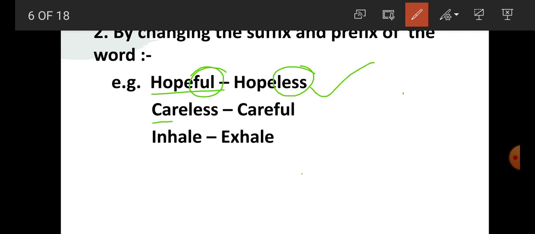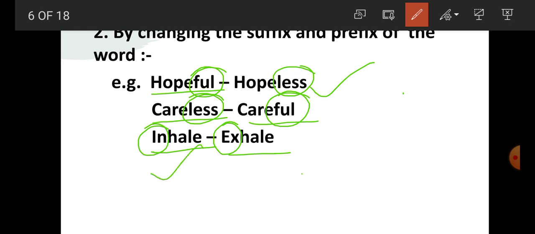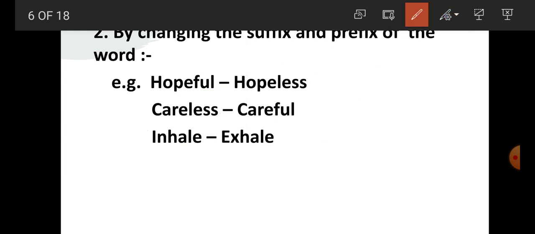Now the next one, careless, careful. Here again less is the suffix and here ful is the suffix. Inhale and exhale. Here, student, in is the prefix and here ex is the prefix. So inhale and exhale, what are they? They are the antonyms of each other.